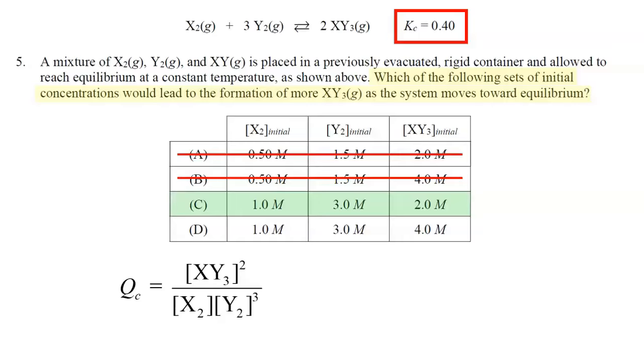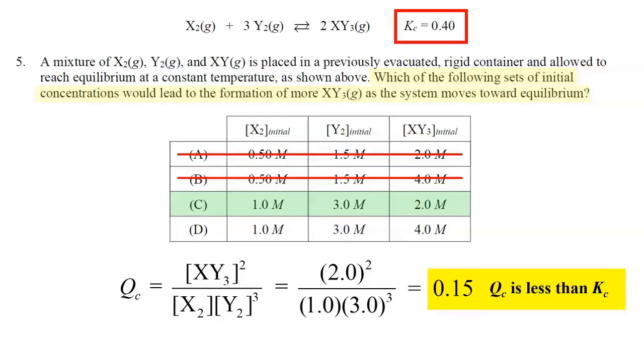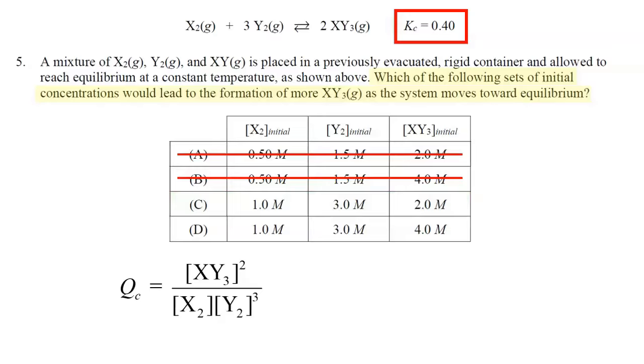When I take a look at the numbers for choice C, it's going to be 2 squared divided by the product of 1 times 3 cubed. And when I do this math on my calculator, I get 0.15. Now, this is exactly the situation that we're looking for. Now Q is less than K. So choice C is going to be the correct answer here in question 5, but let's go ahead and just confirm that.